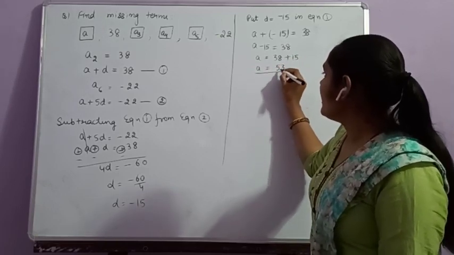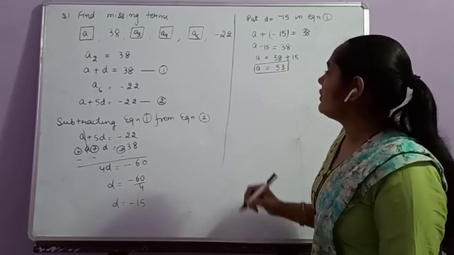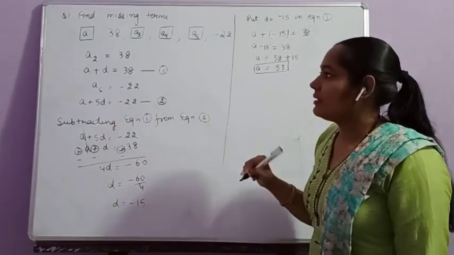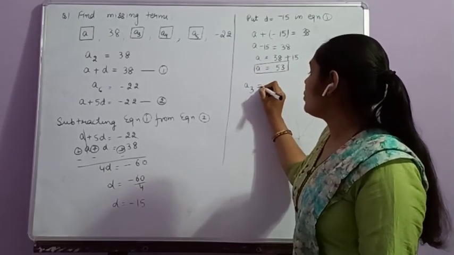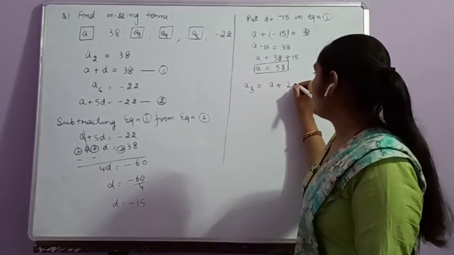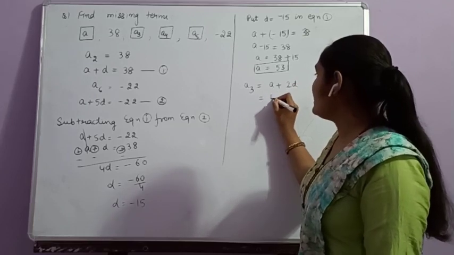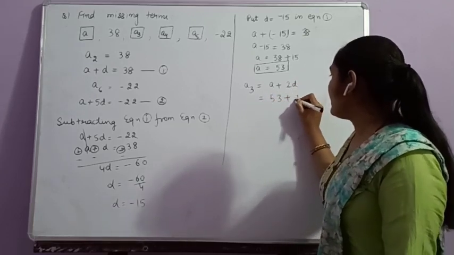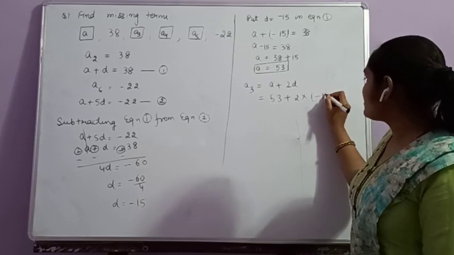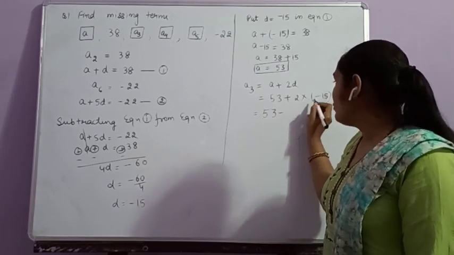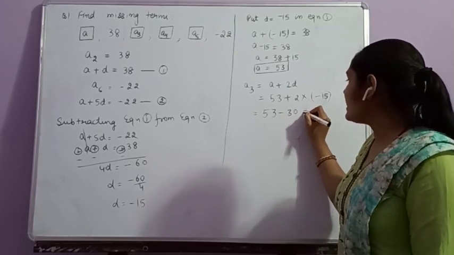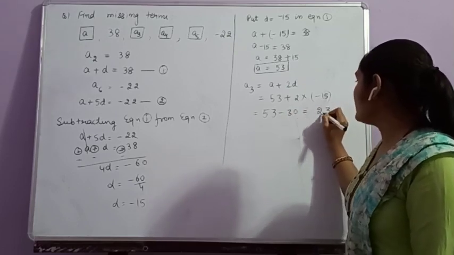53. Value of A is 53. First term is 53. Now third term, A3, is equal to A plus 2D. We can put the value of A and D. A is 53 plus 2 multiplied with D, which is minus 15. 53 plus minus 30, that is equal to 23.